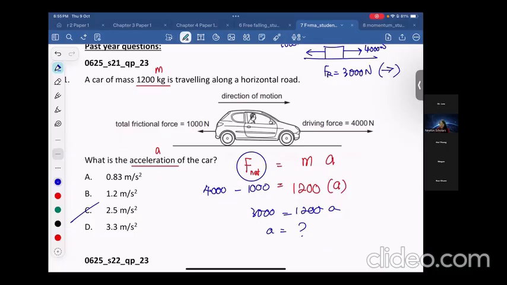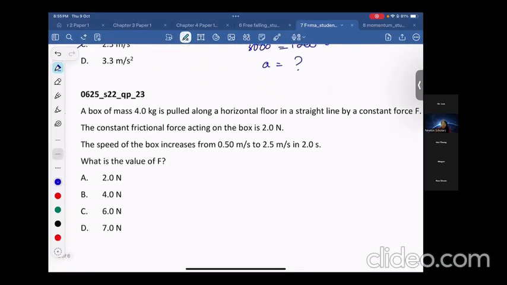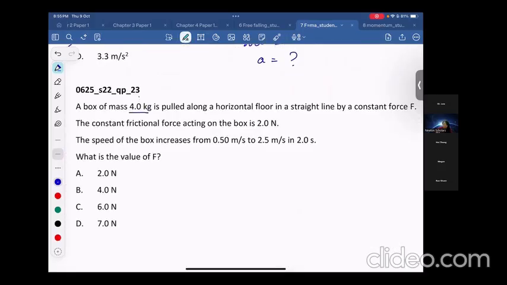Is it okay, dear? Okay, here. A box with 4.0 kg, write down m. We pull it by a force. Constant frictional force here is 2 Newton. The speed of the box increases from, this is the starting velocity, we say u, to this, that means this is the final velocity, v, in the time of 2 seconds.